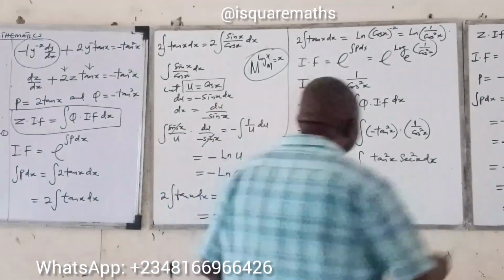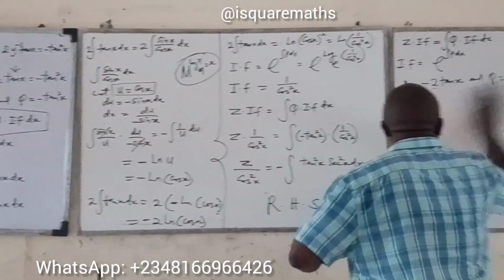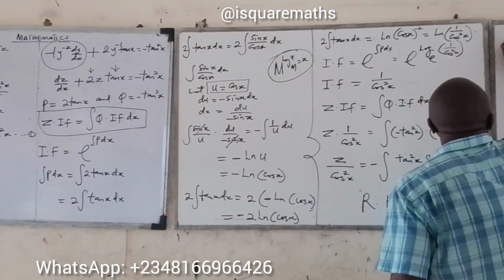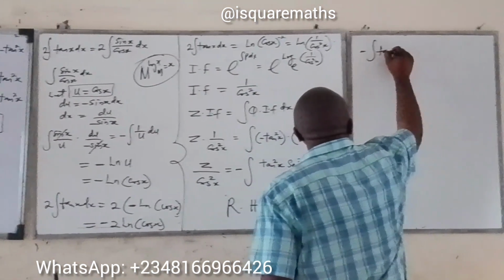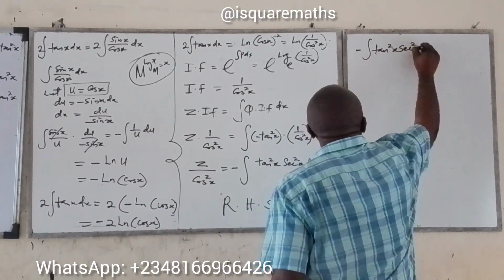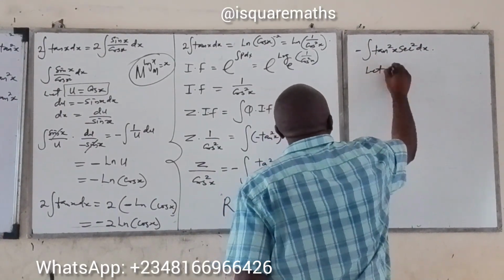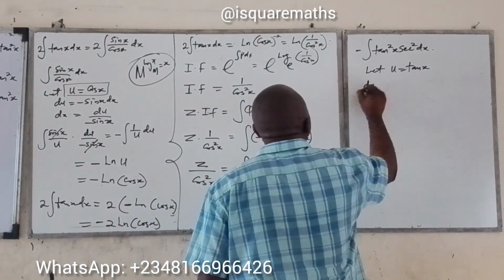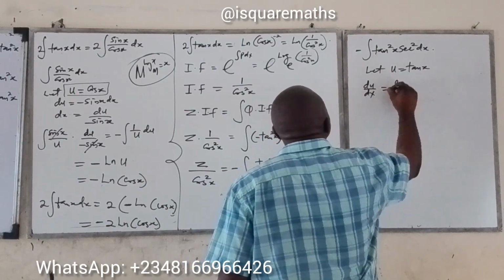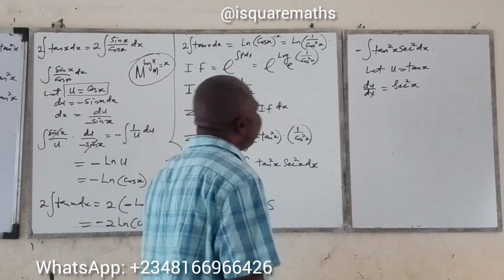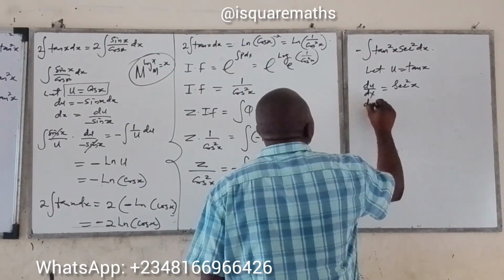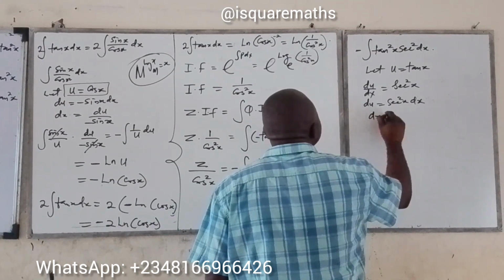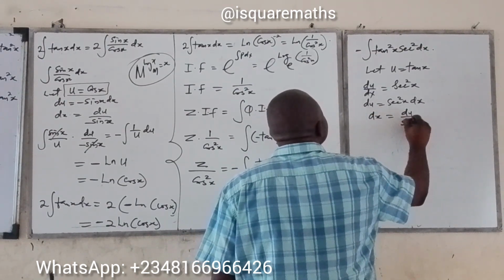At this point, let's look at this. So here we have minus the integral of tan squared x sec squared x dx. So at this point, let u be equal to tan x. If u is equal to tan x, it means du all over dx is sec squared x, since when you differentiate tan x, it gives you sec squared x. So the value of dx will be equal to du all over sec squared x.